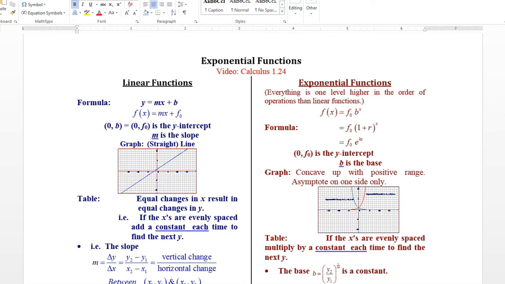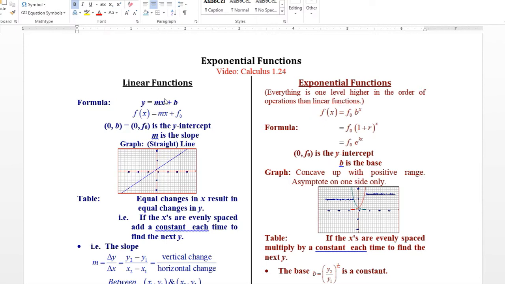This is Jack Jackson. In this video we're going to look at exponential functions, and second only to linear functions, exponentials are one of the most important classes of functions that we could look at. Linear functions are probably the most important, exponentials are probably the next most important. And in fact we can develop many of the ideas about exponential functions and many of their characteristics we can see as similar to linear functions but ramped up one level higher in the order of operations.